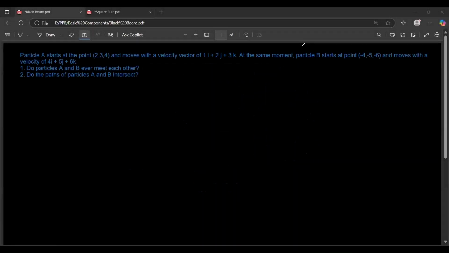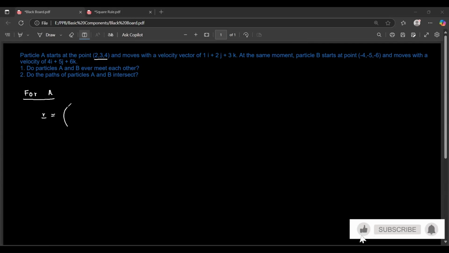Let's do another type of question. In this question, they are saying particle A starts at a specific point, 2, 3, 4, and moves with a velocity vector of i + 2j + 3k. So for the motion of particle A, we can write the vector equation r = (2, 3, 4) + t(1, 2, 3).